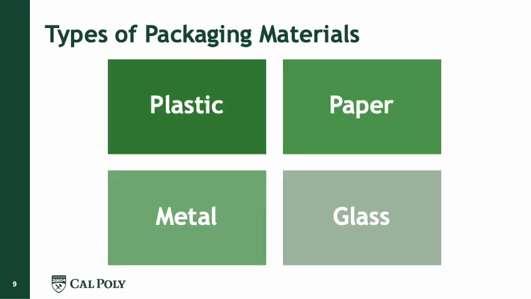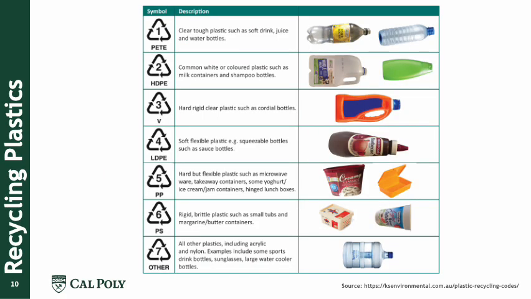So which are the main types of packaging materials? We have 4 main types. And it's important to think that we may have combinations of these, and we can have one as a primary and the other as a secondary, but these are the main packaging materials. So let's talk about plastic, paper, metal, and glass. So let's begin with plastic.